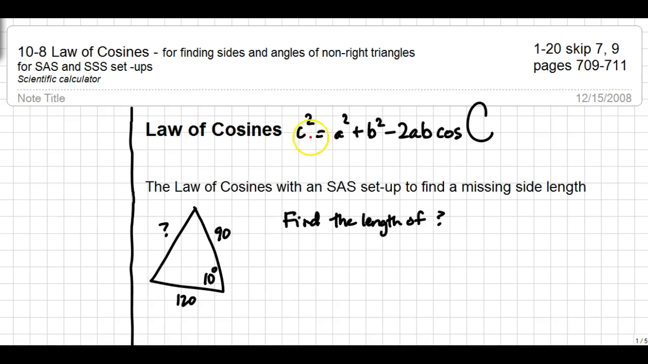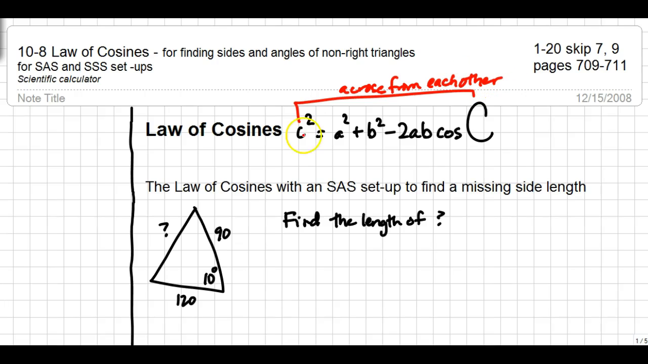So the law of cosines itself is given to you here. It's c squared equals a squared plus b squared, which so far looks like the Pythagorean theorem, with the additional element of minus 2ab cosine big C. Remember that capital letters refer to angle measures, and since this is a capital C and this is a lowercase c, there's a relationship between those two items. Those two things are across from each other. Big C is the angle, little c is the side across from it.